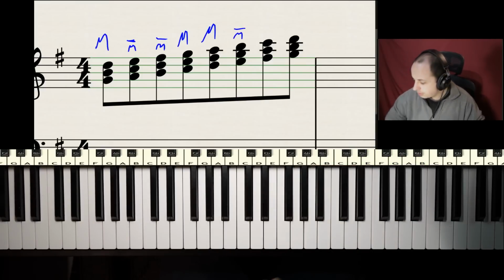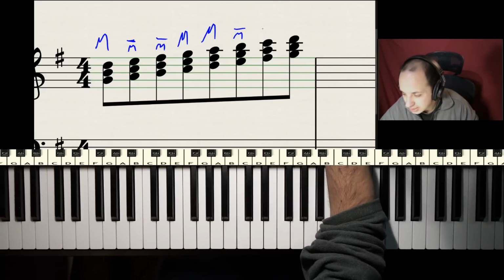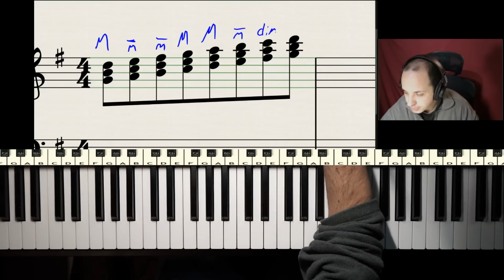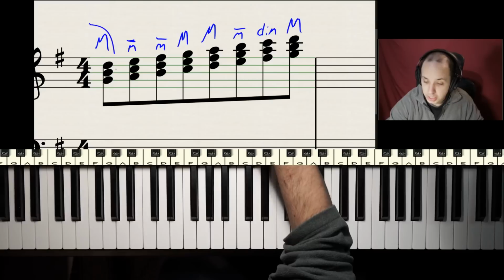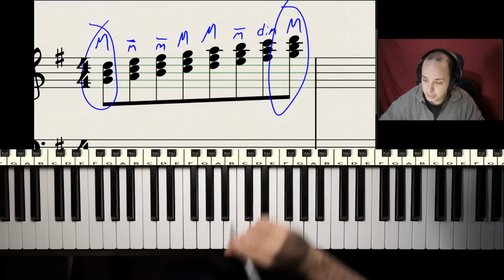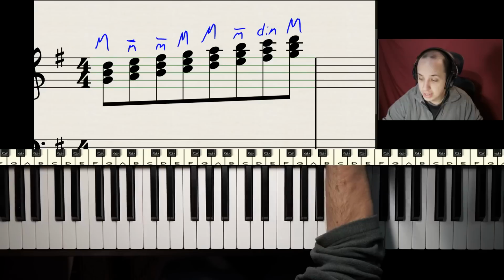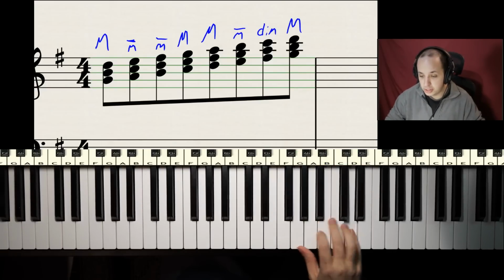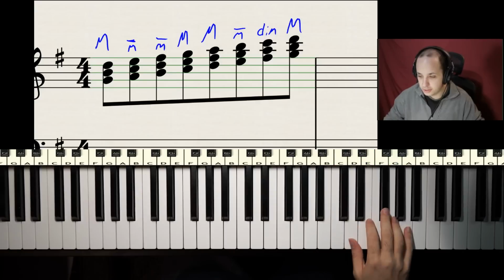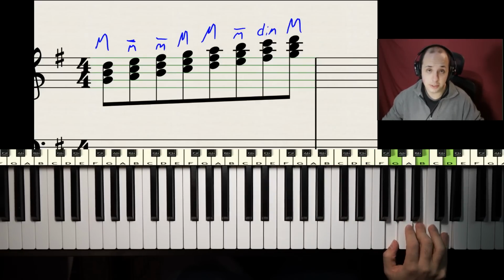7 is what we call diminished. It doesn't sound very, I'm going to write D-I-M. Doesn't sound very pleasant. And then, of course, because the first chord and the last chord are the same, they are major. So every major scale or every major key has a pattern of major, minor, minor, major, major, minor, diminished, and then back to major.